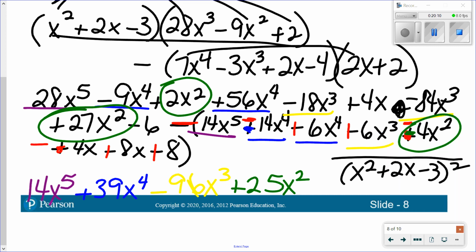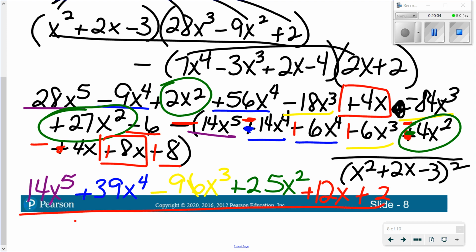All right, let's see what's next. We need our x's. So x's, let's see, we'll do boxes. Okay, x and x, it looks like only 12x. And then the last ones are this and this, so we have plus 2. Now remember, all of that is going to go over x squared plus 2x minus 3 squared. That was a more challenging one, but we did finally get to our final answer.